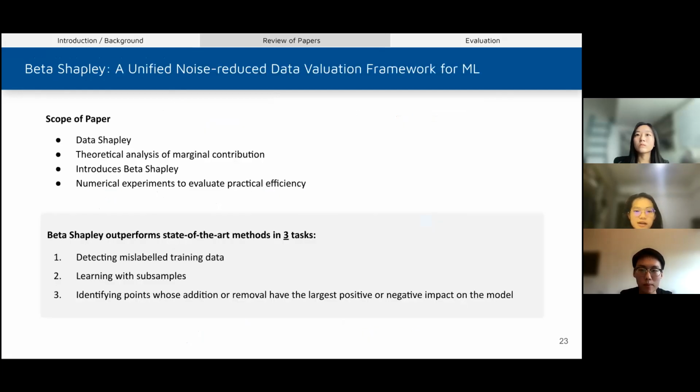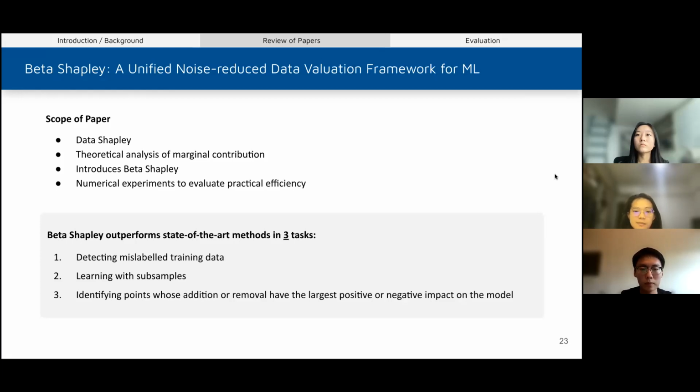Thank you, Jia Tong. I'm Joycelyn, and our third paper is about a unified noise-reduced data valuation framework for machine learning called Beta Shapley. First, I will explain Data Shapley, from which Beta Shapley is built upon. Then, I will explain the motivations behind Beta Shapley by analyzing the marginal contribution. Lastly, I will introduce Beta Shapley and its performance on 3 numerical experiments.